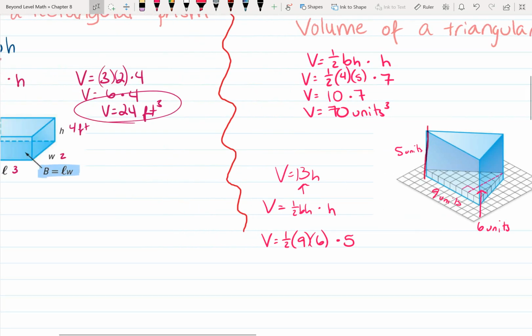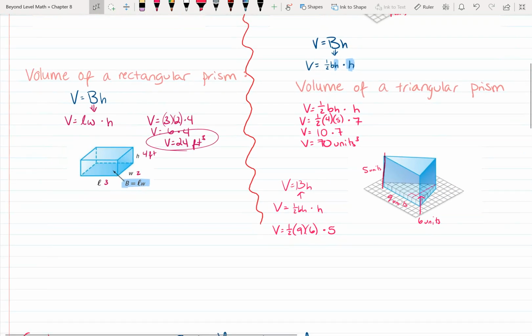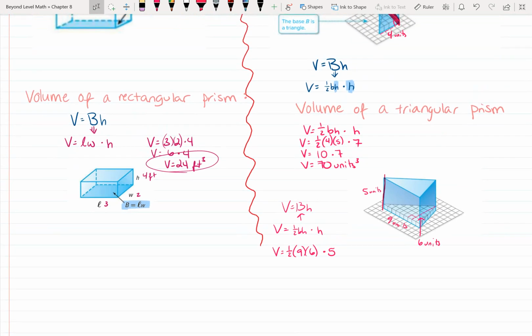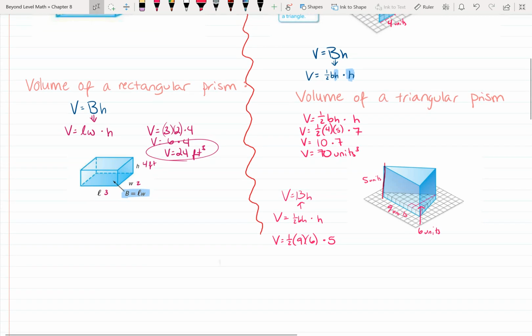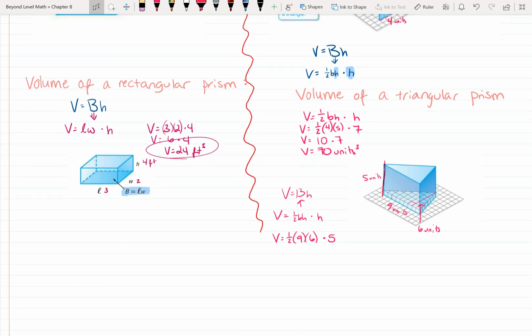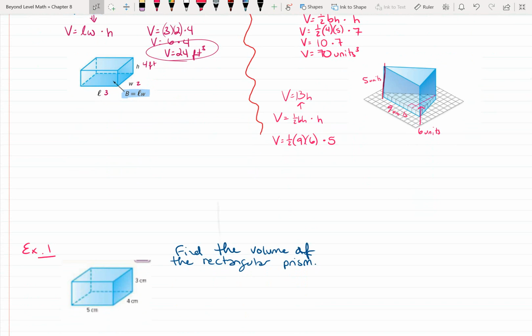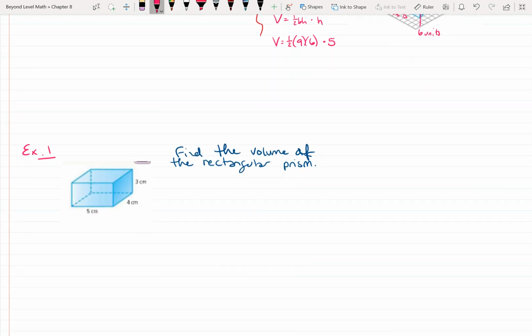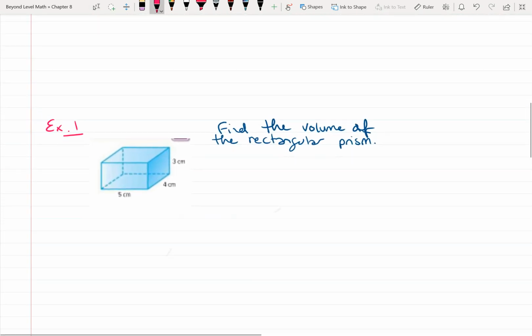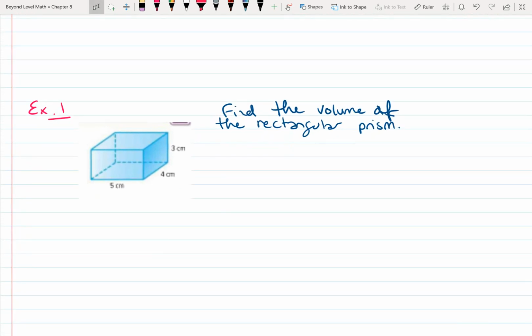Alrighty, so we're going to work through a couple examples here. Again, keep in mind that your original formula that you need to write every single time is that capital V equals capital B times H, and then break it down. Alrighty, so example 1. This is find the volume of the rectangular prism. Again, pause me if you need to write. Take time to write, go ahead and do that.